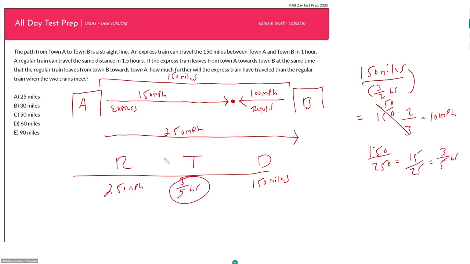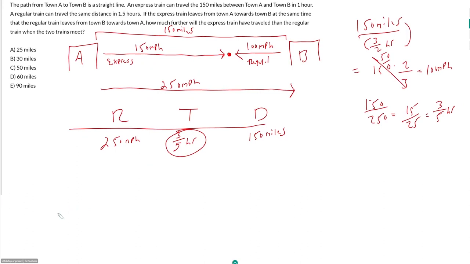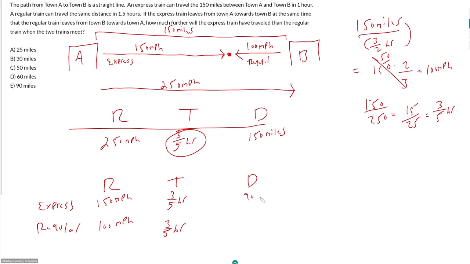They're not asking for the time when the two trains meet, we want to know how much further the express train has traveled. So for that, we do another calculation. The time should be the same for each of our two trains. They each traveled for 3/5 of an hour, except our express train traveled at 150 miles per hour and our regular train traveled at 100 miles per hour. So the distance that our express train traveled is going to be 90 miles. The distance that the regular train traveled is 20 times 3, which is 60 miles.